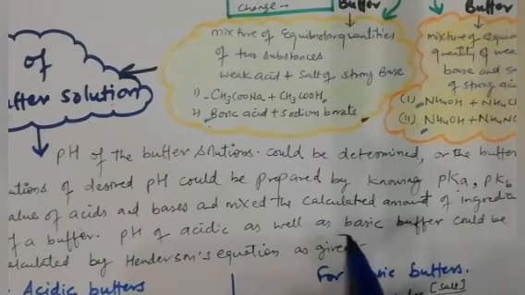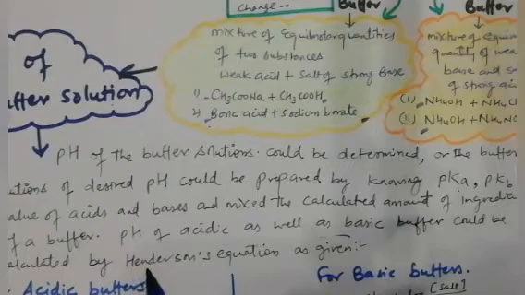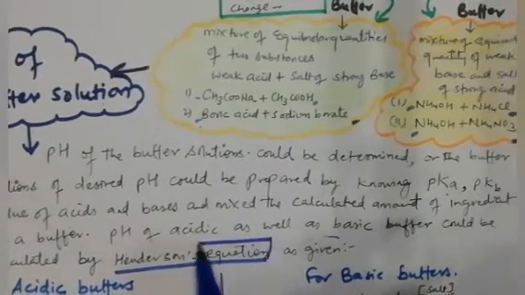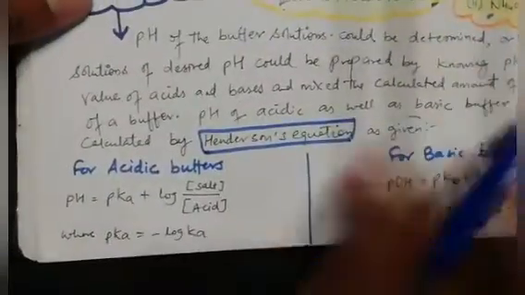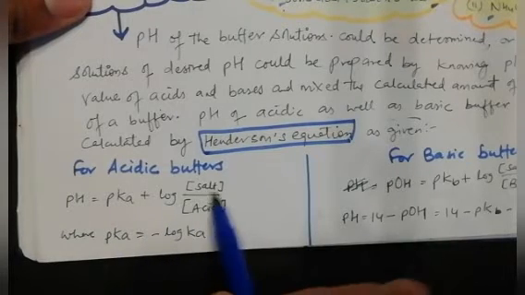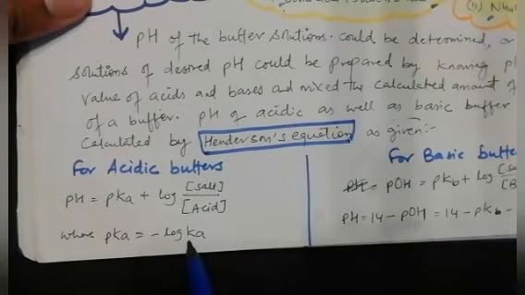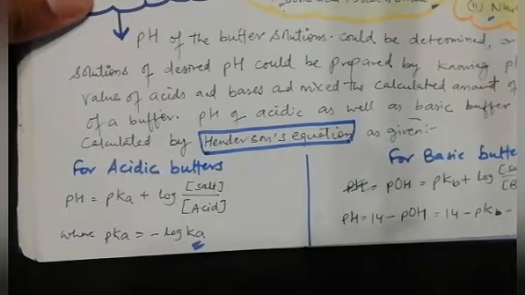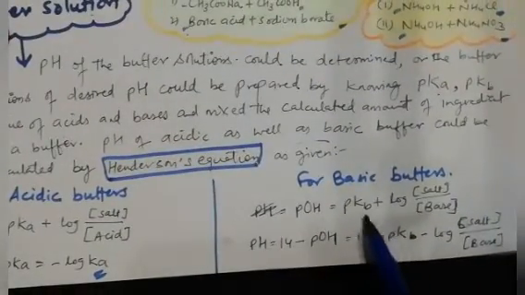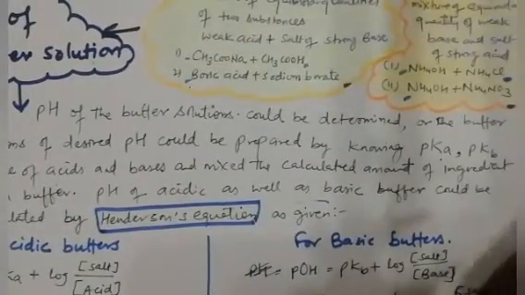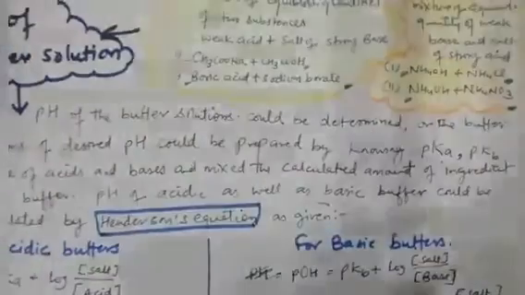The pH of acidic as well as basic buffer can be calculated by the Henderson equation. This is one of the important equations. For an acidic buffer, pH is equal to pKa plus log salt upon acid. You know very well pKa is minus log Ka. Yesterday we did the calculation. For a basic buffer, pOH is equal to pKb plus log salt upon base, whereas pH is equal to 14 minus pOH, that is, 14 minus pKb minus log salt upon base. When we calculate using these equations, we will get the value of pH.